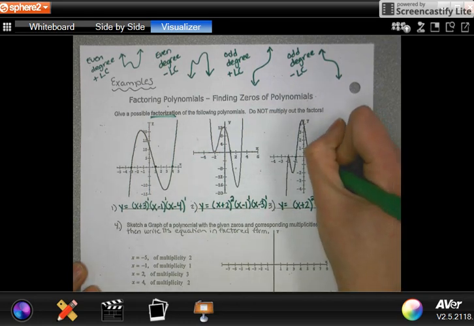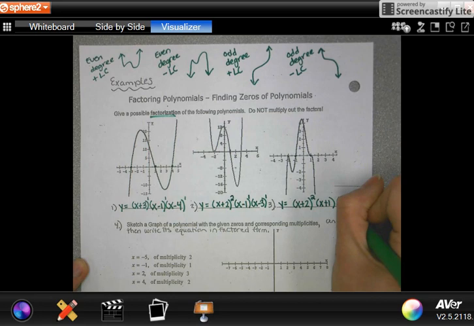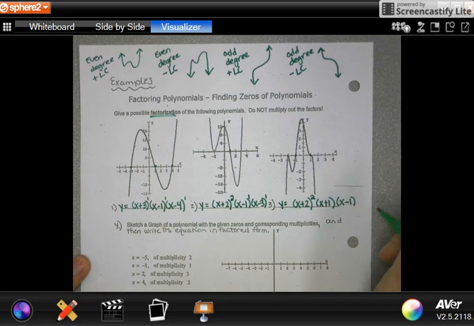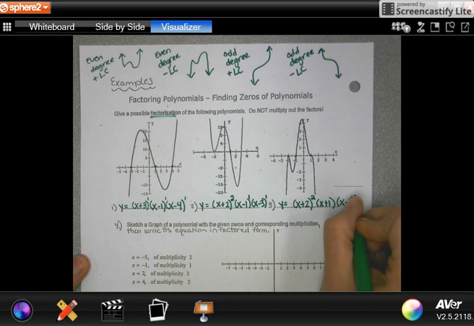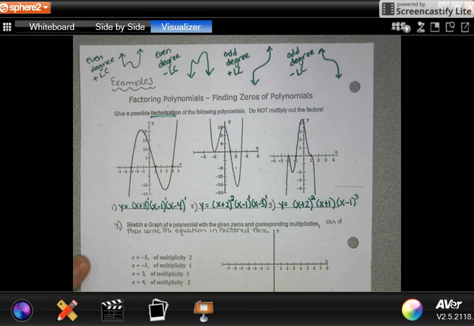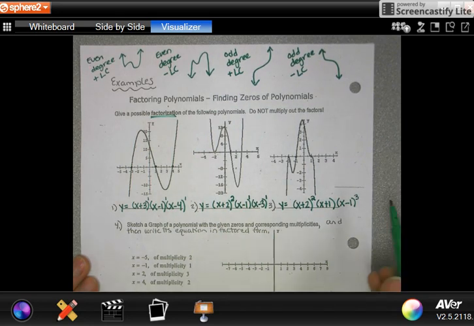And then over here at the next 0, which is 1, that would have been x minus 1 in the parentheses. And this is one where it's definitely passing through, but it's kind of like laying flat before passing through. So that must have meant the expression here was to the third power. It's following that multiplicity of 3 pattern.